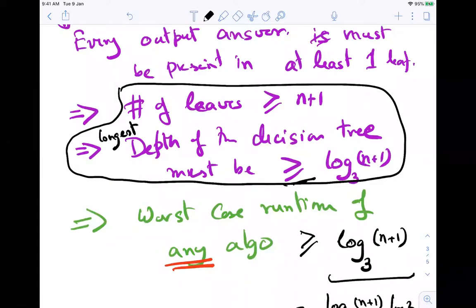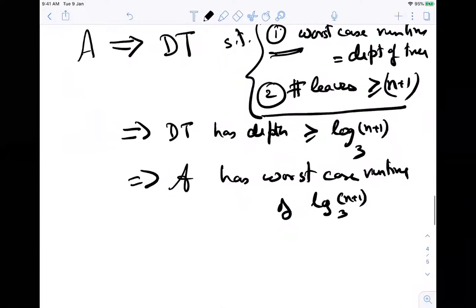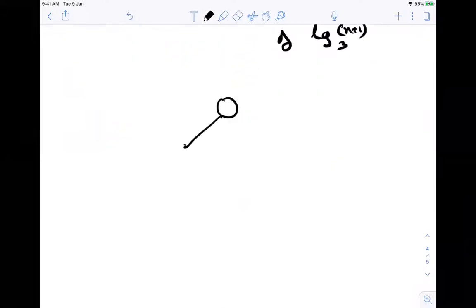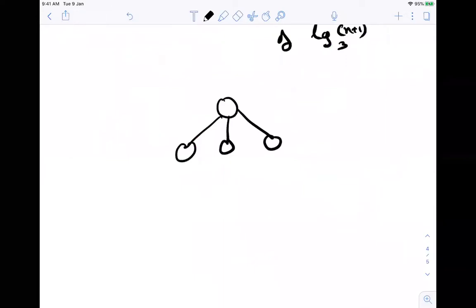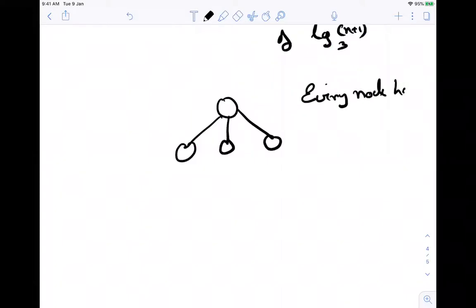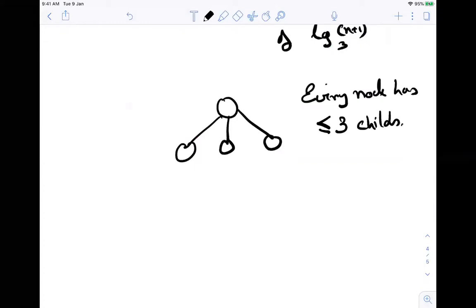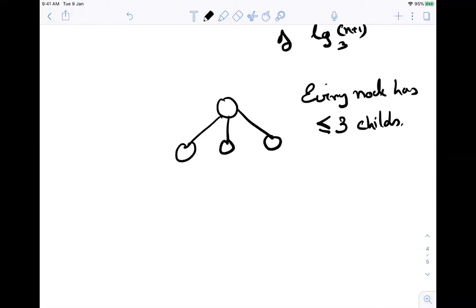I mean, if I have a tree where every node has at most, okay, at most, less than or equal to 3 children. I'm actually assuming that you are very comfortable with trees and all. Yes, sir. Okay, good. So every node has less than or equal to 3 children. It can have 0 children, it can have 1 child, it can have 2 children, it might have 3 children.